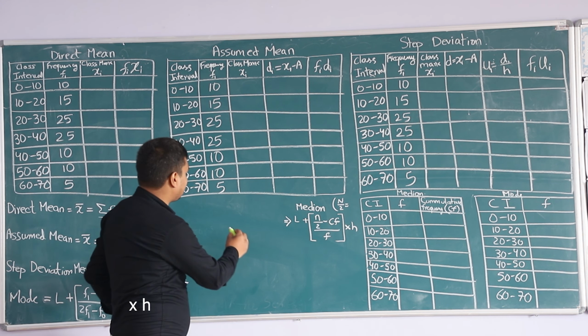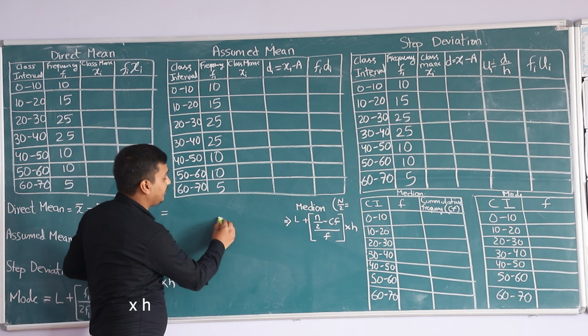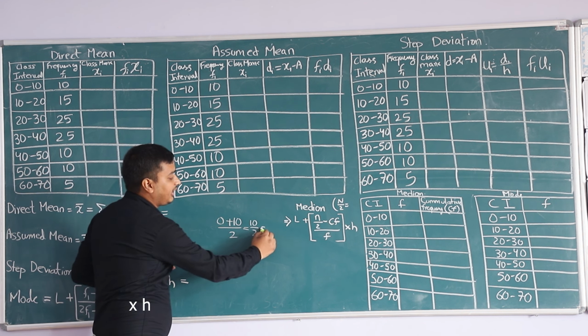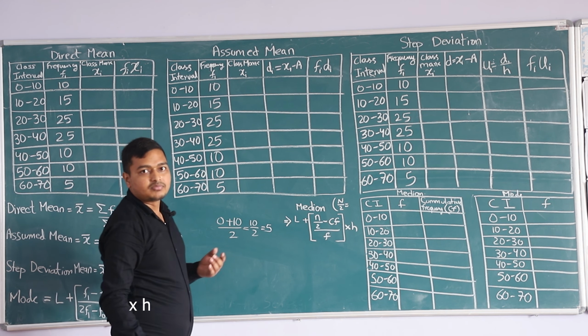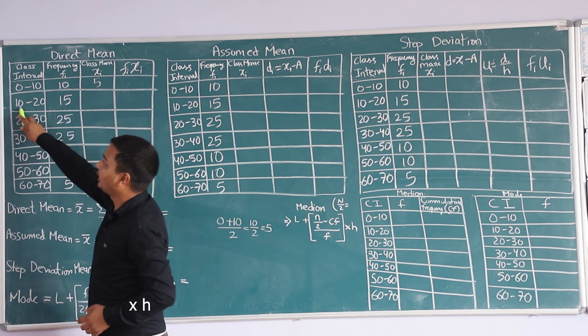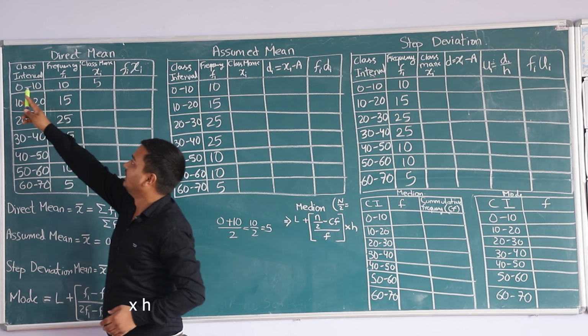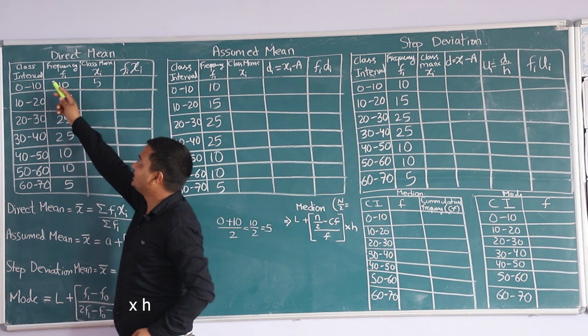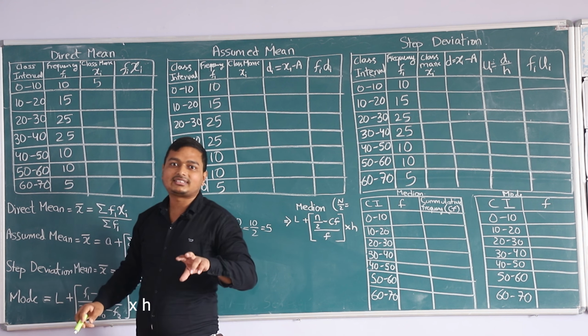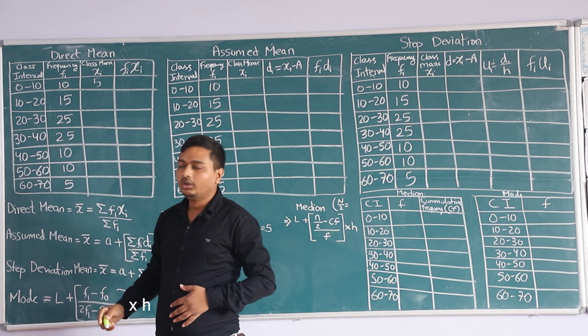Now let us calculate. For example, in the first class, lower limit is 0, upper limit is 10. Lower limit plus upper limit by 2. 0 plus 10, 10 by 2. What will be your answer? That is your 5. So now what should I write here? 5. Similarly, always remember, this side is known as lower limit and this side is known as upper limit. Now 10 plus 20, 30. 30 divided by 2, that will be your 15.